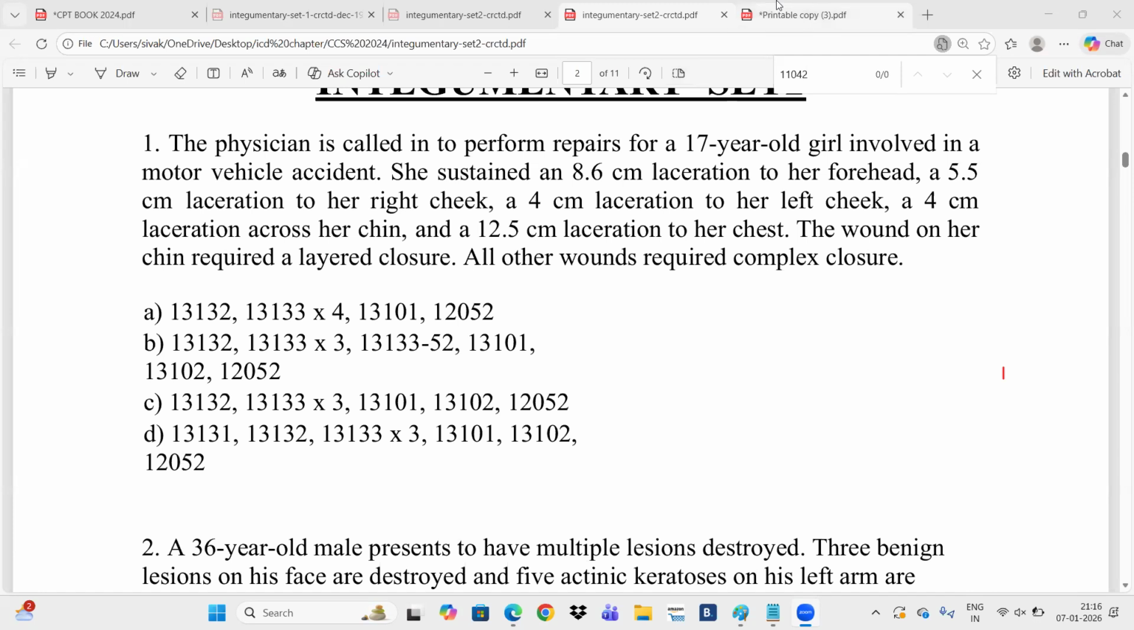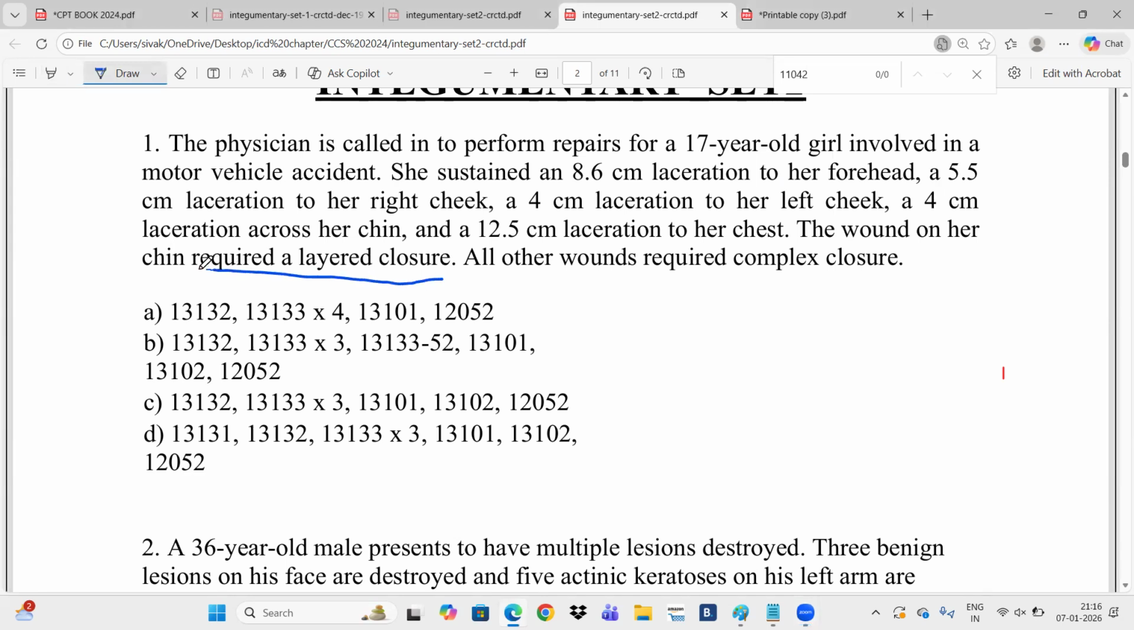See why? Here, how many lacerations did they document? Note down and check. 1, 2. Any intermediate? No, sir. All other wounds are closed. One on her chin required layered closure, right? Intermediate repair. Chin, how many centimeters did they perform? 4 centimeters. In all options they gave 12052, the intermediate repair code.